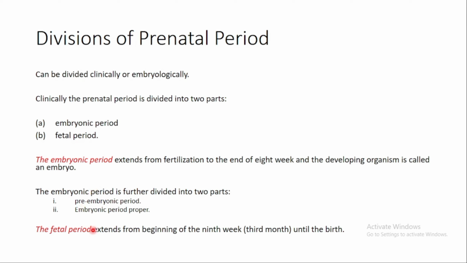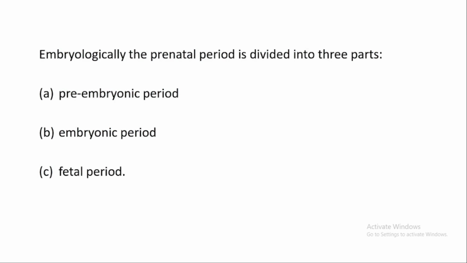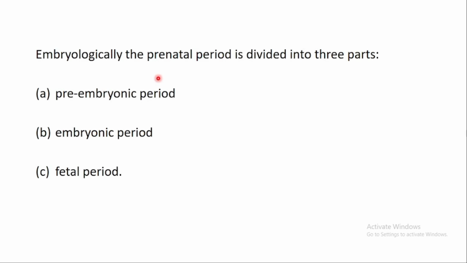Then the fetal period extends from the beginning of the 9th week or the end of the 8th week until a child is born. Embryologically, the prenatal period is divided into about three parts: the pre-embryonic period, the embryonic period, and then the fetal period.